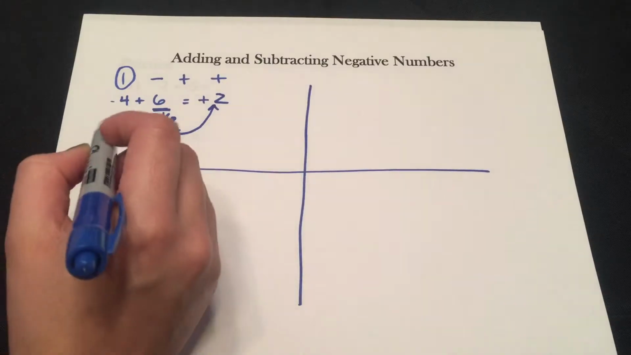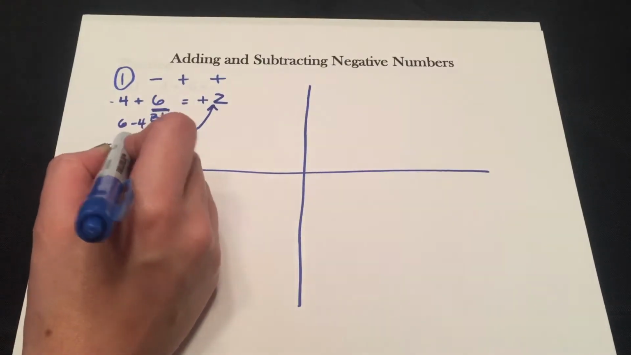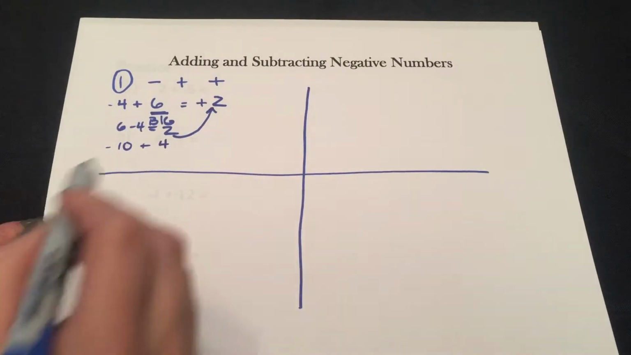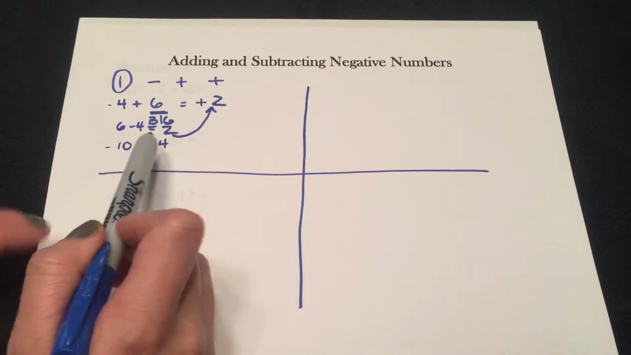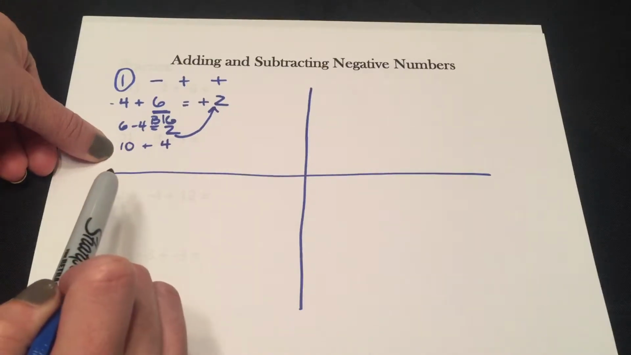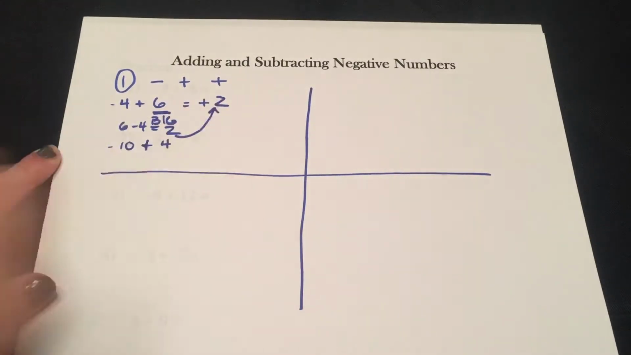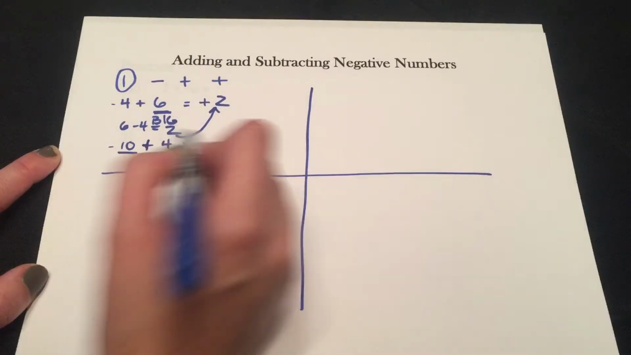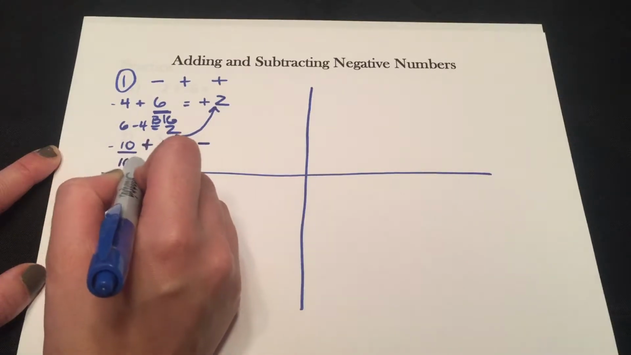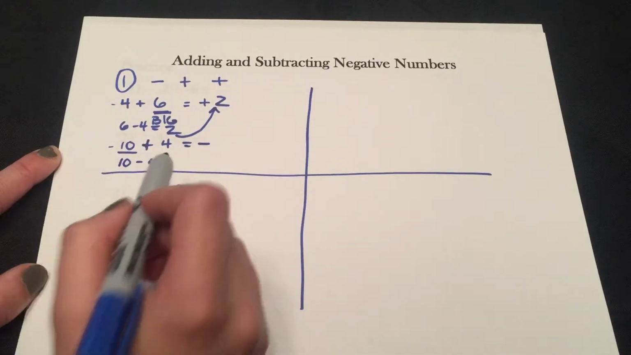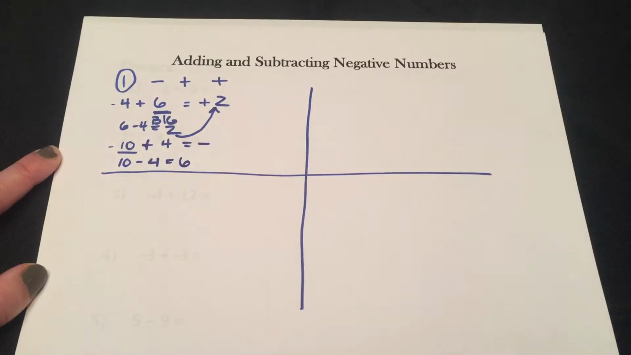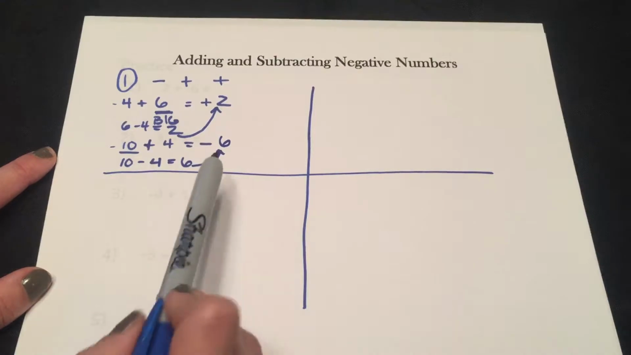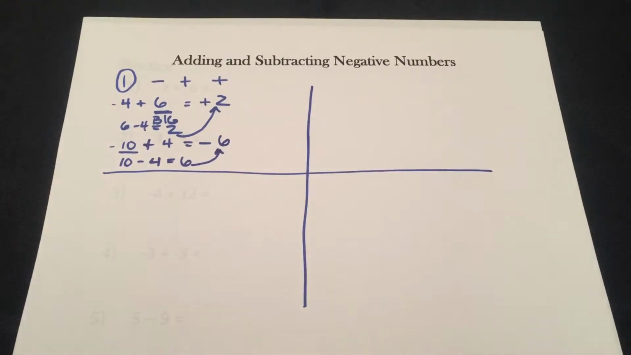Now let's try another one. Let's say we have negative 10 plus 4. Now this time, which one is bigger, 10 or 4? The 10 is bigger, absolutely. So we know our answer this time is going to be negative. Then we go 10 minus 4, and we get 6. Take this 6, move it up here. Our final answer is negative 6.